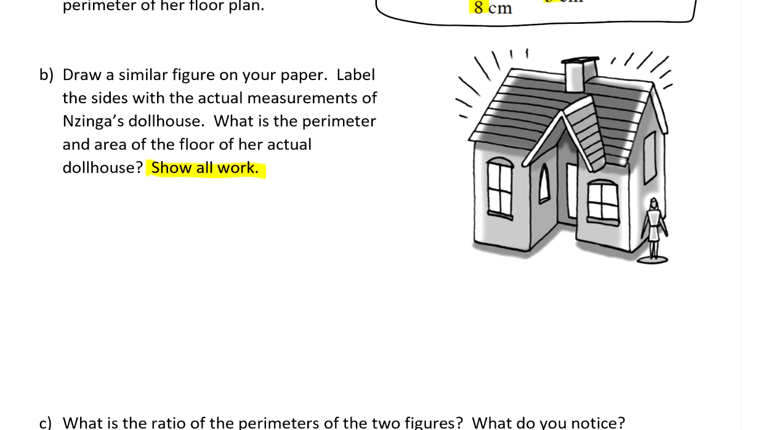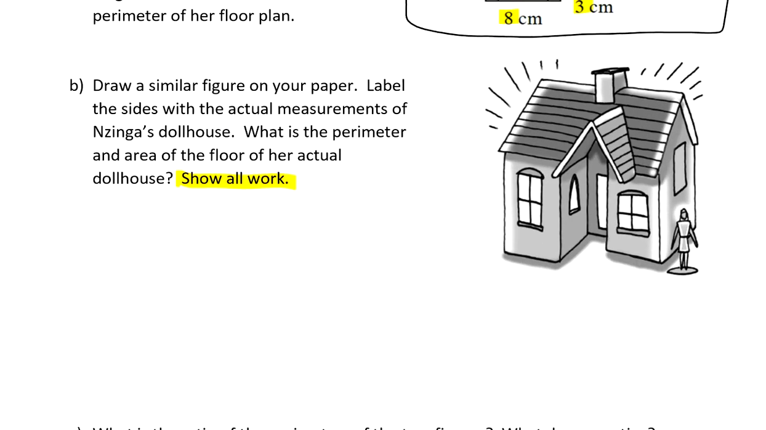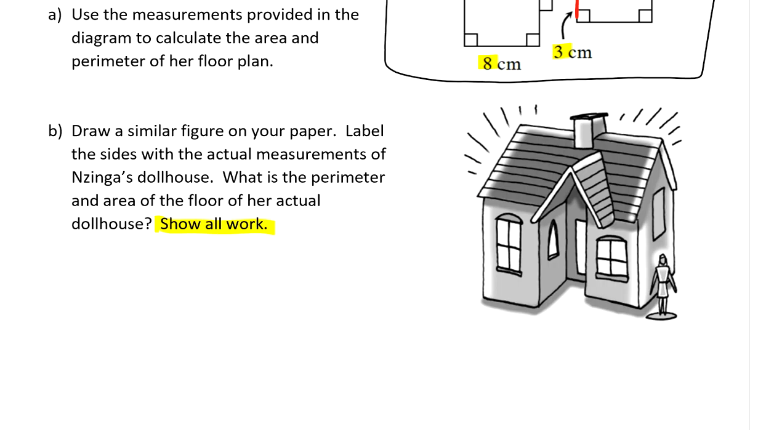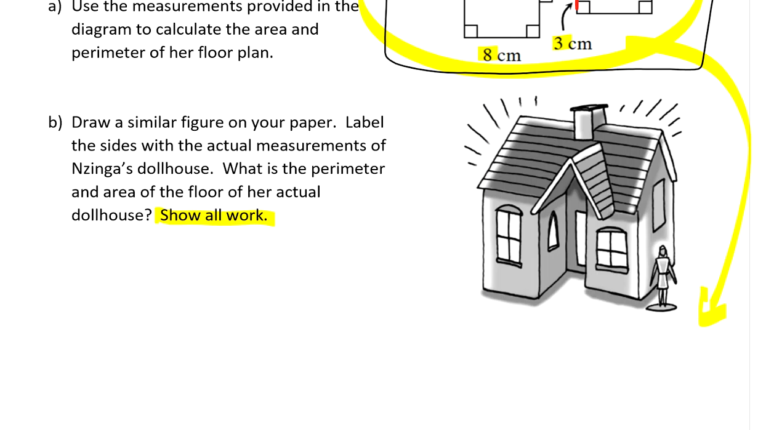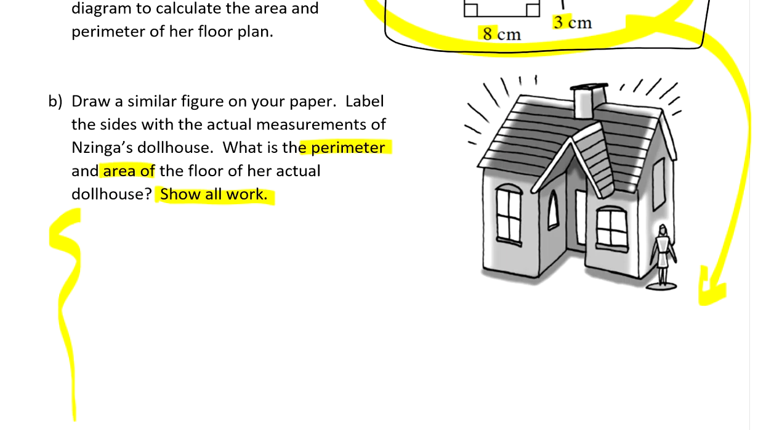So that sketch, these pages are all printed on just one side, so you can show some more work on the back of a page if you need to, but I think there's adequate space here for you to sketch this diagram again, maybe down below here, and then show your work in this region. But again, what's the perimeter and what's the area of her actual dollhouse?